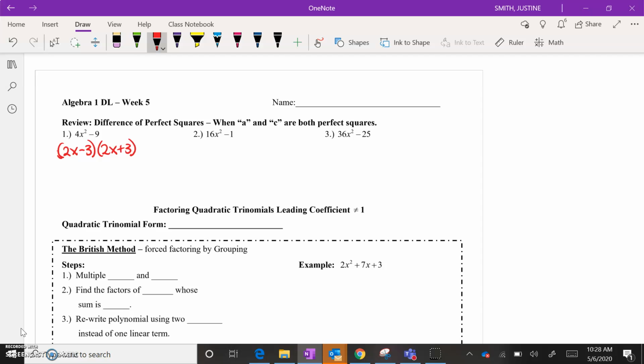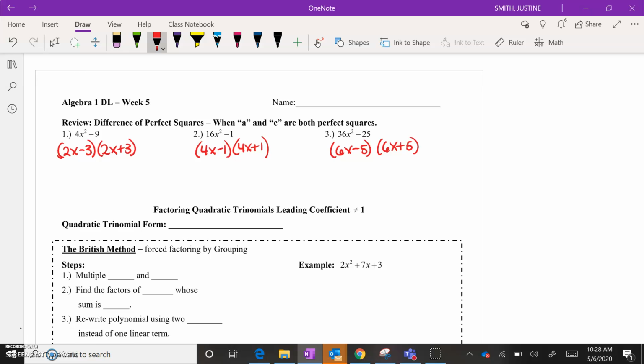Okay, for number 2, we can do 4x minus 1 and 4x plus 1. And then for number 3, we can do 6x minus 5 and 6x plus 5. Okay, so just a quick review there of difference of two squares.